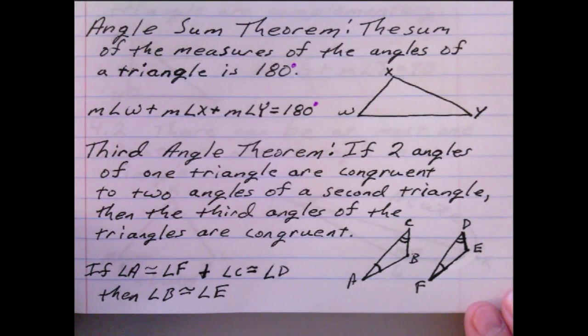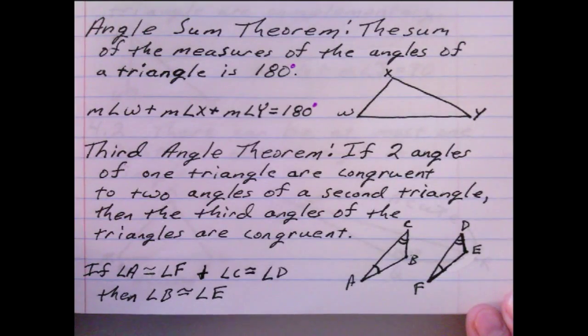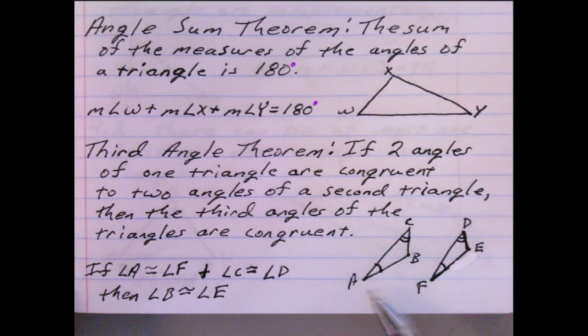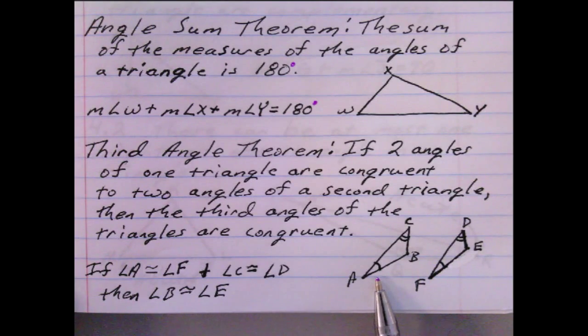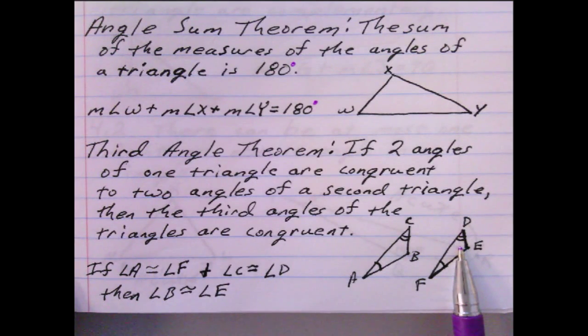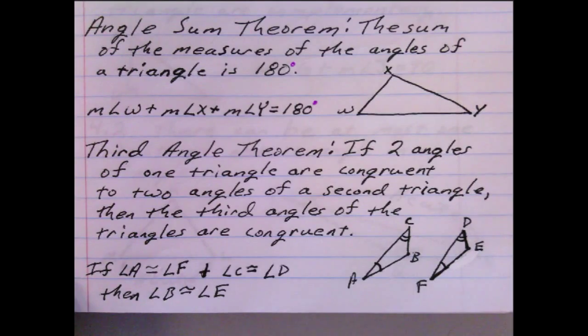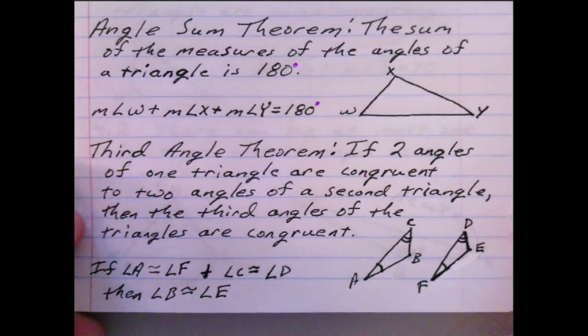Then the next theorem that we have is the third angle theorem. That theorem tells us that if we have two triangles, and two of the angles are congruent to two of the angles on the other triangle, then we know that the third angle also has to be congruent. So we have our triangle ABC, and we have FED. If angle A is congruent to angle F, and angle C is congruent to angle D, then we know that B has to be congruent to E. And that's all that's telling us. We have two angles on one triangle, two angles on the other triangle, they're congruent to one another, so then the third angle on those triangles also has to be congruent. Okay?